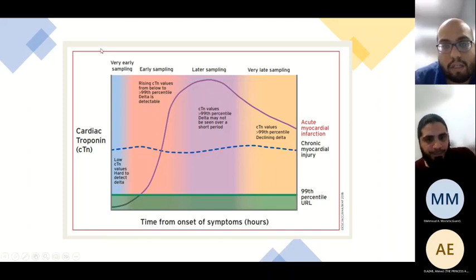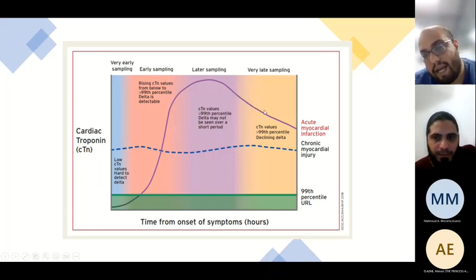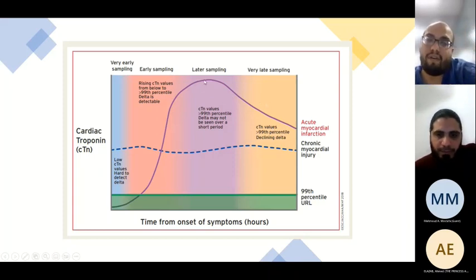Sorry, my cursor has been lost. 400 here and 500 here and then 600 here, and then it started to fall again and fall again. So that's why the fall is important, because the fall is indicative of a later or a very late sampling.